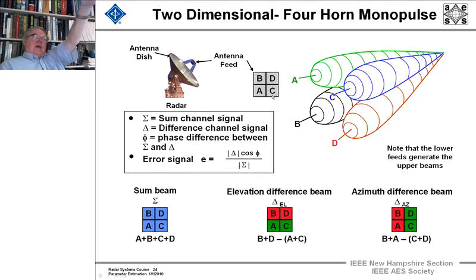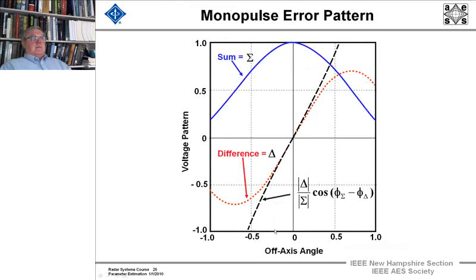You're looking at the upper angles with the lower feed, is the point I want to make. Note that the lower feeds generate the upper beams. And here's what the beams look like individually from the 4 feeds. And you're adding them all up together to get the sum. You're subtracting the sum of these and the sum of these to get this, and likewise.